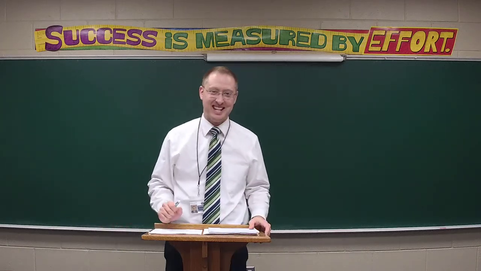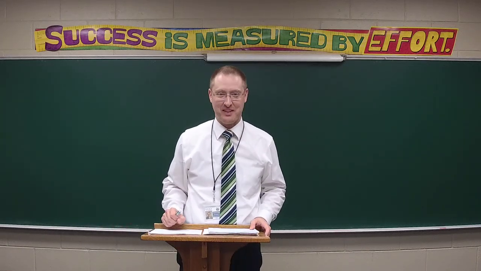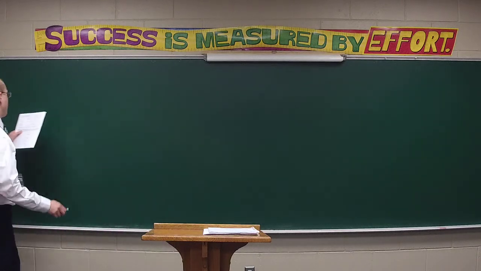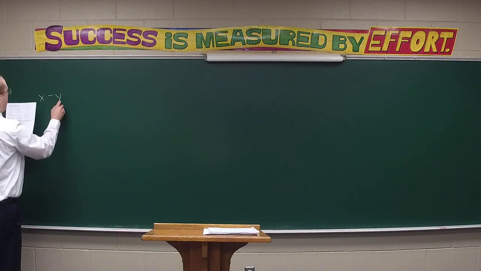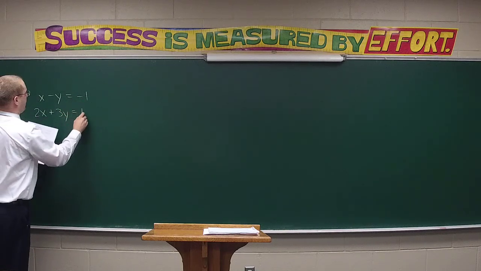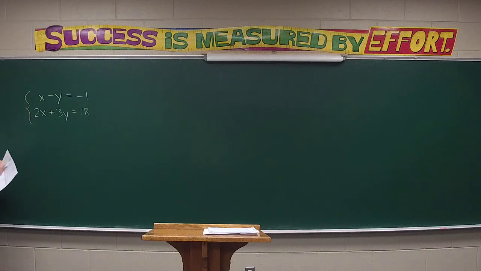All right, on the handouts, you had numbers 2, 3, 17, 21, and 23 from last night. The first one, we had x minus y equals -1 and 2x plus 3y equals 18. Other than graphing, which we ain't going to do, we really have two ways to solve systems, class: either substitution or elimination, or addition.